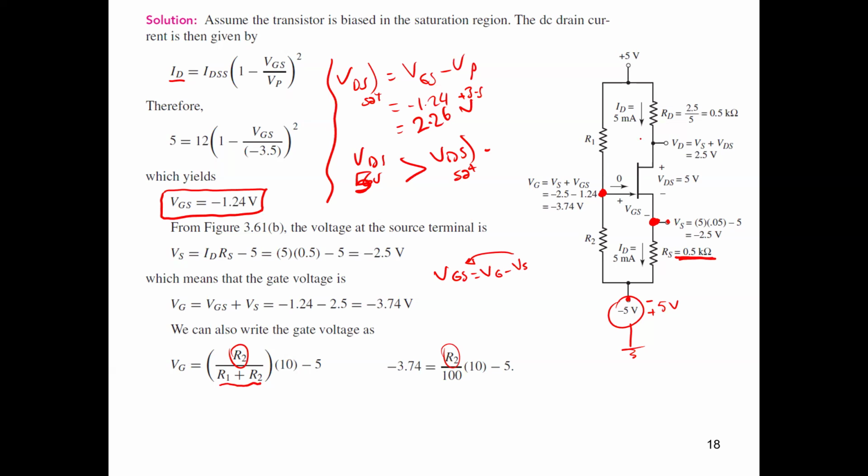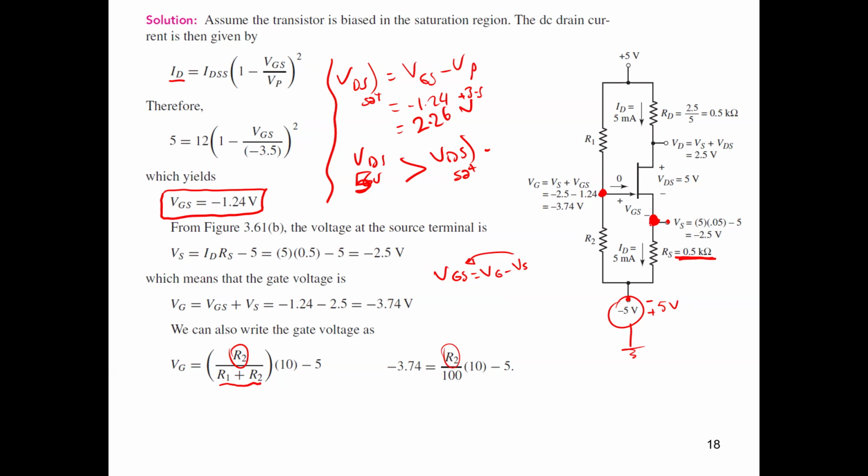So we can say now 5 volt equals I drain times R drain, or let's say RD, plus VDS, which is 5 volt, plus Vs. And we know the value of Vs. Okay, so we know the potential of the point Vs. So we can stop here.